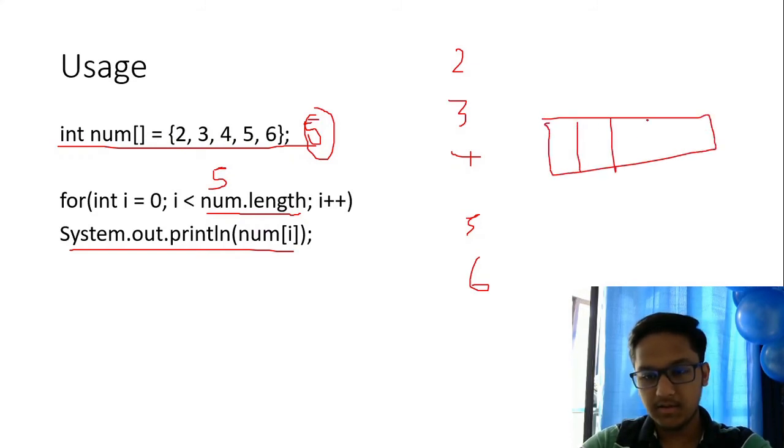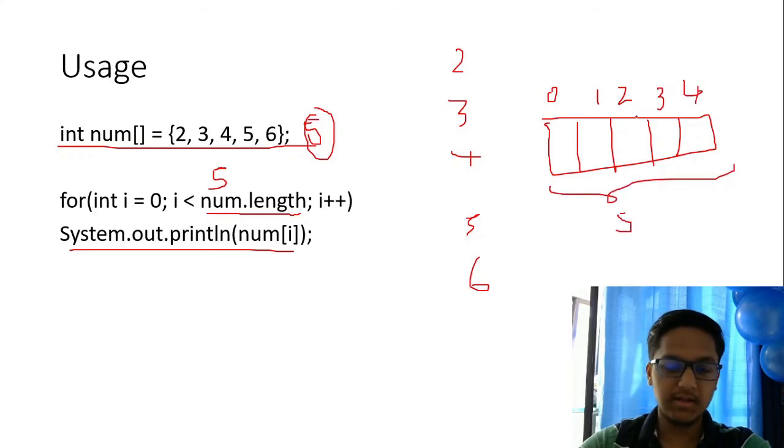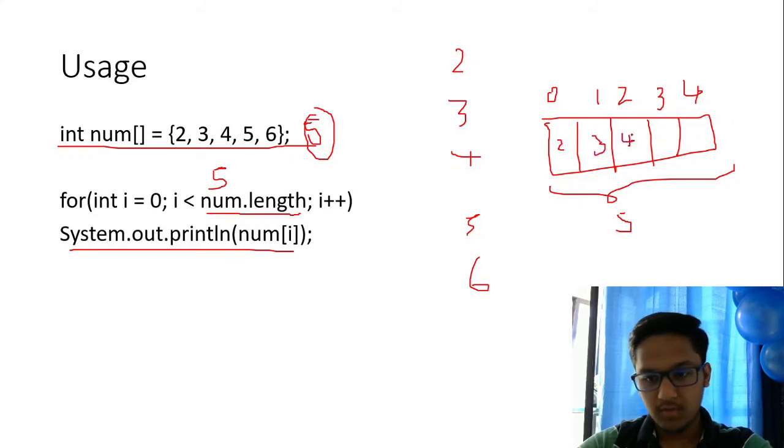So we have 5 elements over here: 1, 2, 3, 4, 5. These are the indexes: 0, 1, 2, 3, and 4. And the total length of this is 5 because there are 5 elements. The values are 2, 3, 4, 5, and 6. So these are the indexes, and these are the values at those particular indexes.